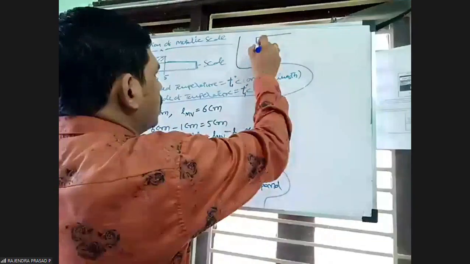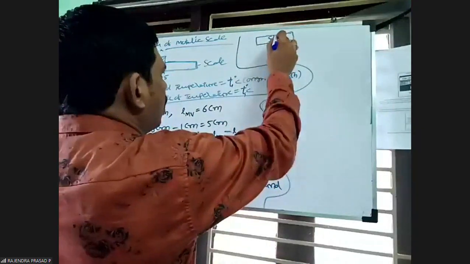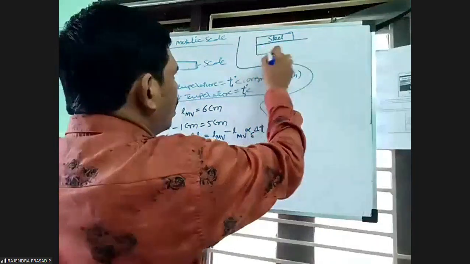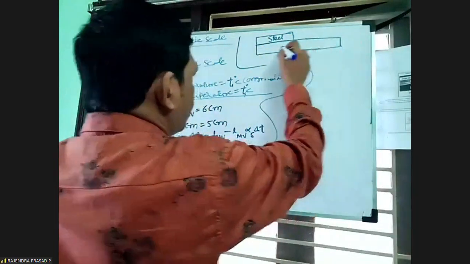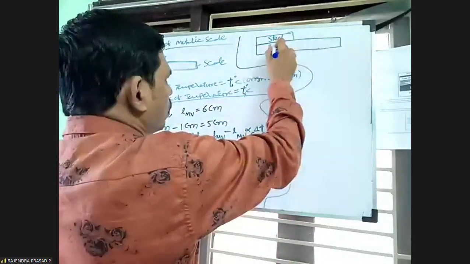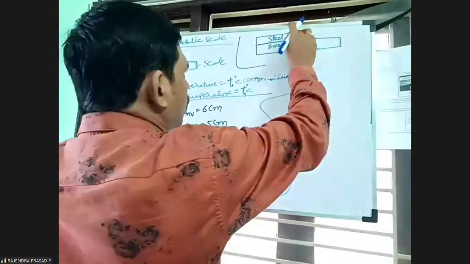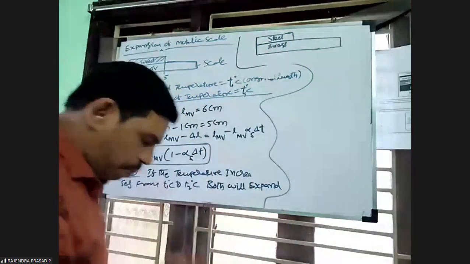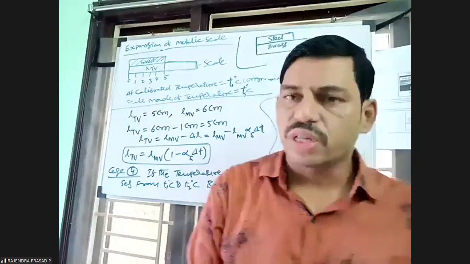Sir, we need to replace it with any other metal. This is the steel. Another one is the brass. Okay, brass scale. This is the brass. Now both will expand. This is the steel. The previous one was wood, so it does not expand.